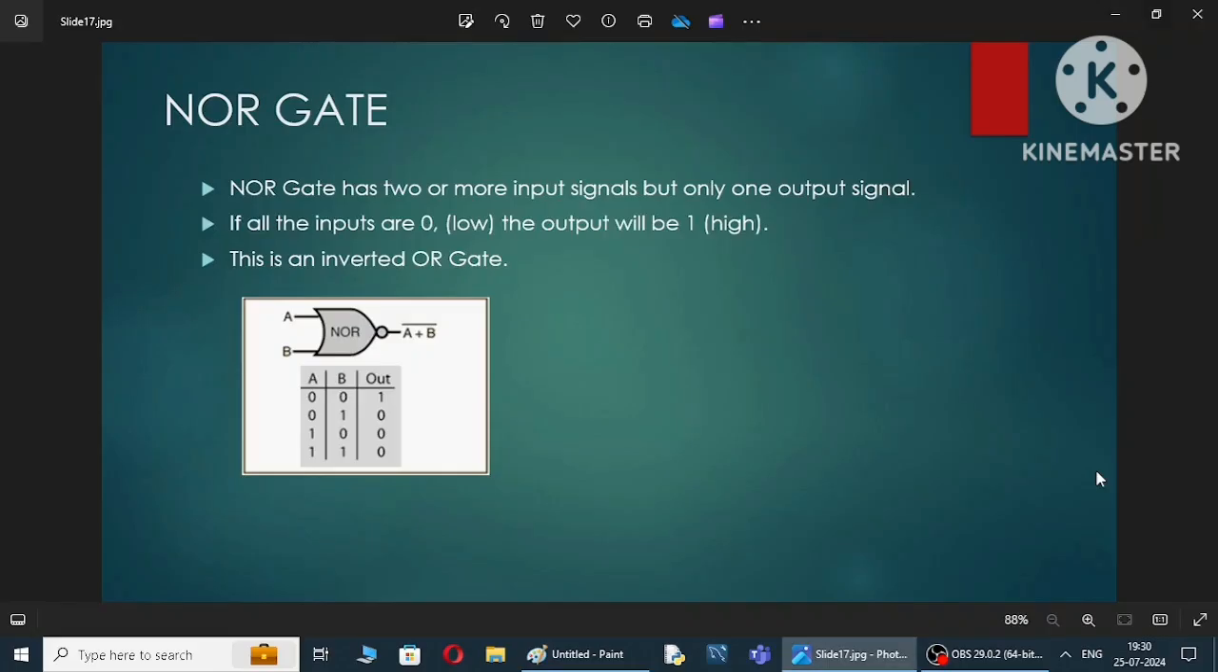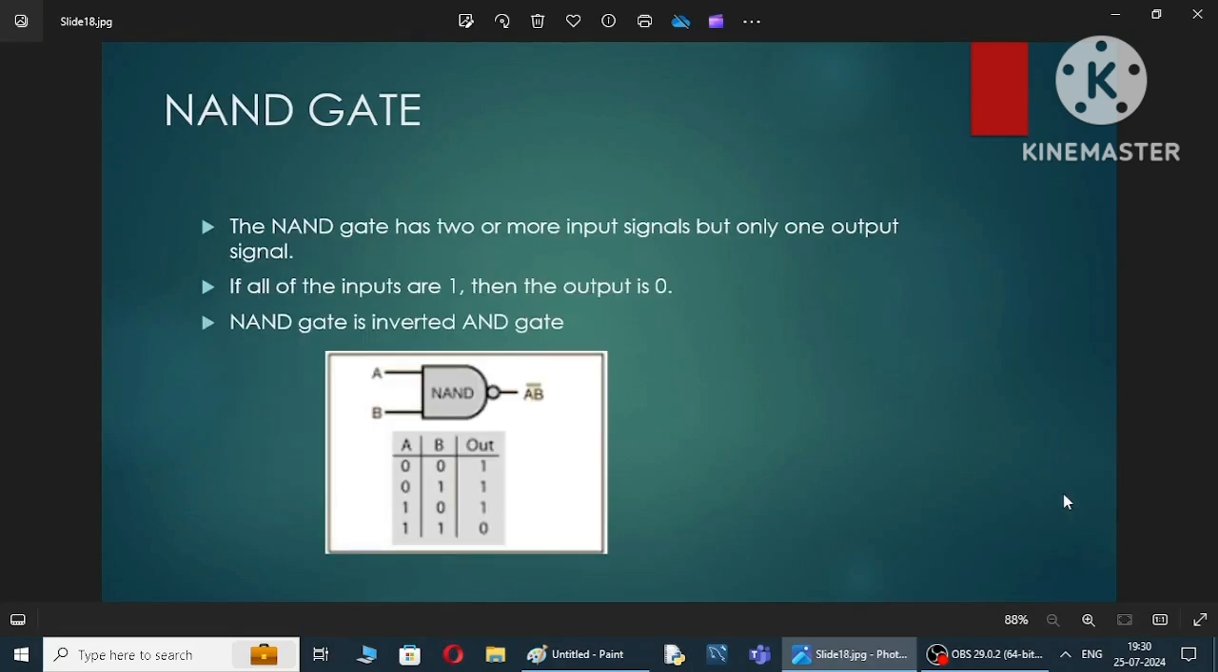Let me show you once again. The NOR gate has two or more input signals and gives an output which is A plus B complement. If all the inputs are 0, then the output will be 1. This is called inverted OR, that is the opposite of OR. The NAND gate has more inputs and one output signal, and if all the inputs are 1, the output is 0, which is exactly the opposite of AND.